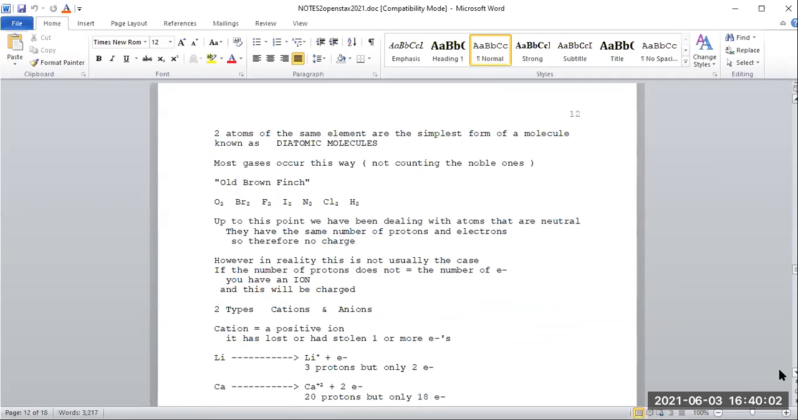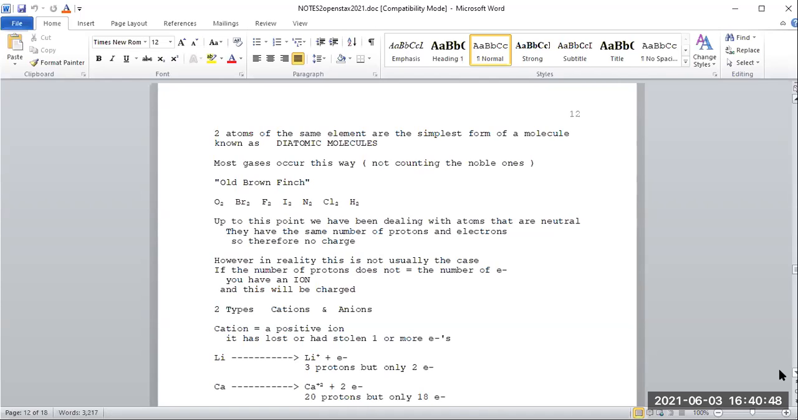So old brown finch. The O represents oxygen. Oxygen gas very seldom occurs as single atoms of oxygen, and also only rarely occurs as an O3 molecule, which is known as ozone. Bromine, halogen, also likes to be in pairs, as well as fluorine and iodine. So the brown is the Br for bromine. The F of finch is the fluorine.